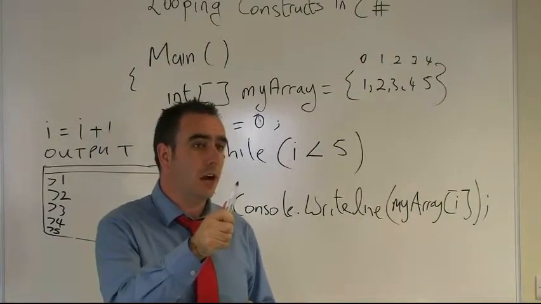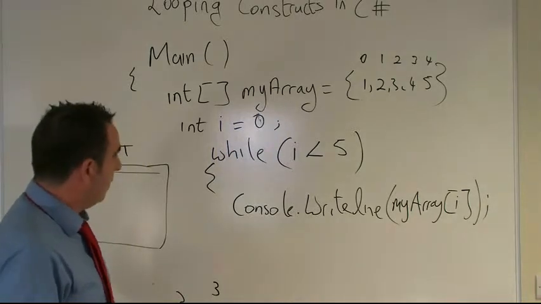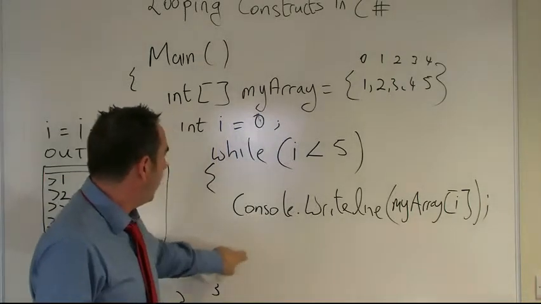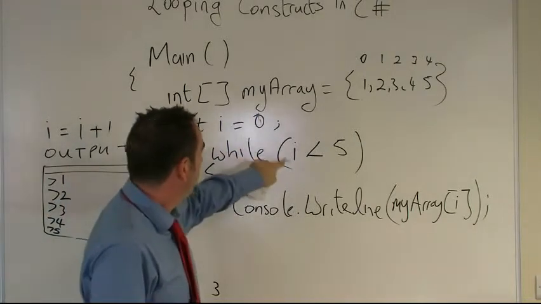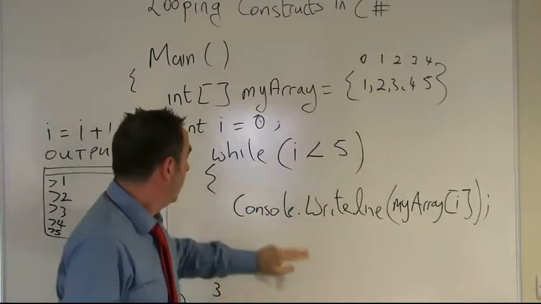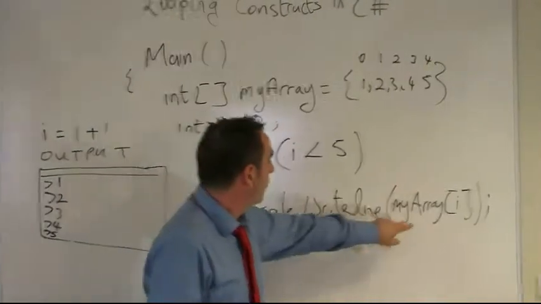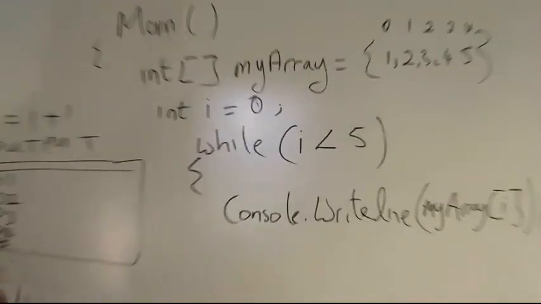To increment our I each time, okay? So what's going to happen here if we don't increment the I, the while will come in, I is equal to 0, okay? The condition is going to be checked. Is 0 less than 5? Yes, it is. This will be executed. So my array 0 will be printed, so 1 will be printed to the console.